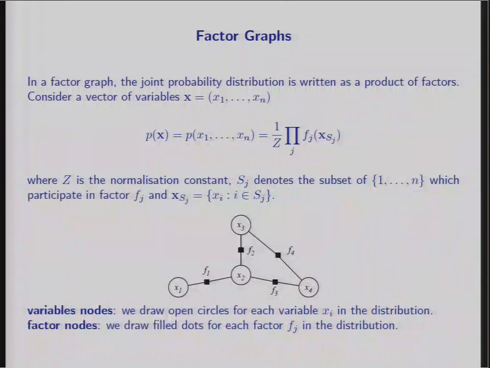And we have these two kinds of nodes, the variable nodes and the factor nodes, which I described in the previous slide. These factors are non-negative functions of their arguments. Okay? If the arguments are discrete, for example, if they're binary, then we can think of the factors as tables with non-negative entries in them. Okay?